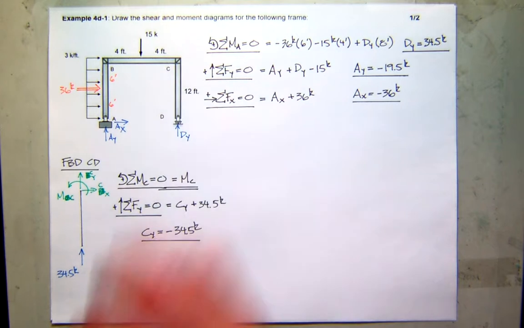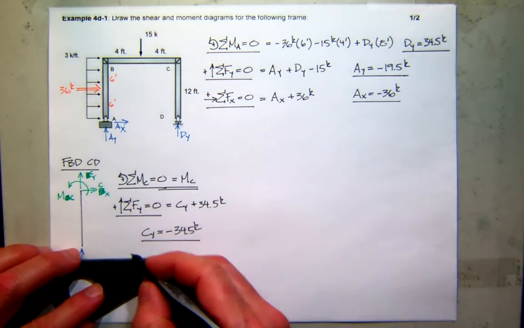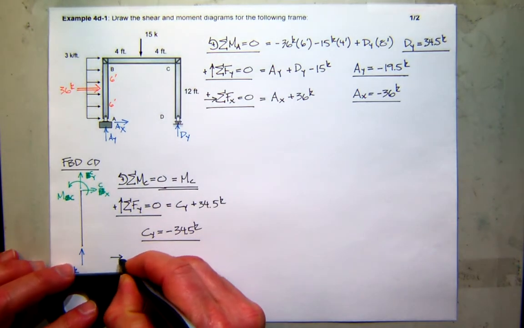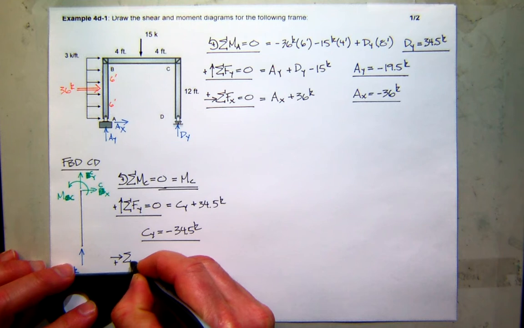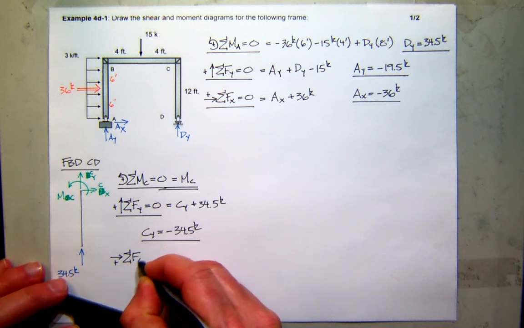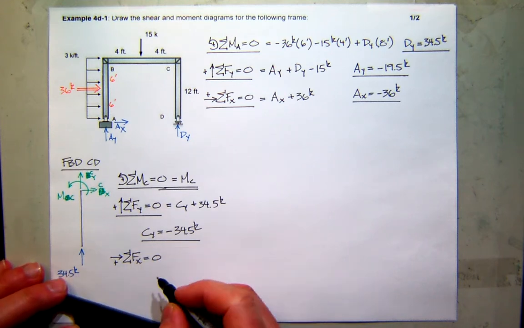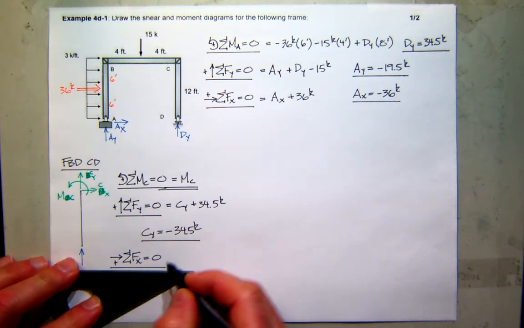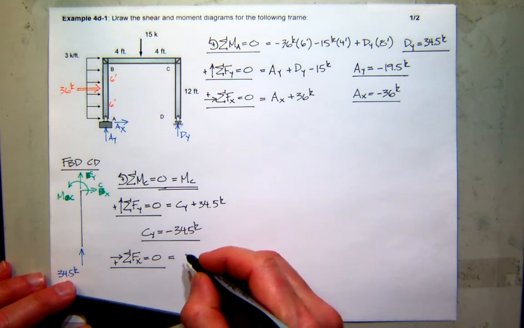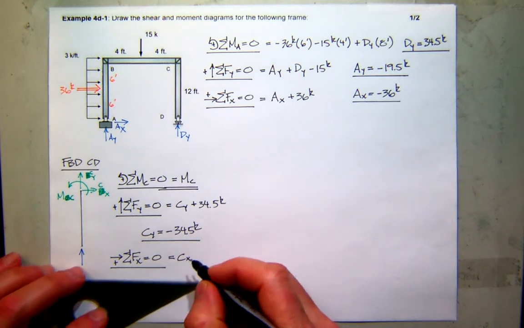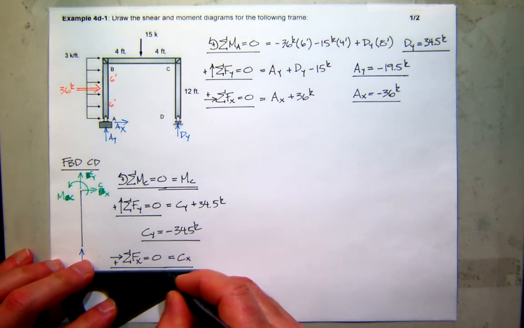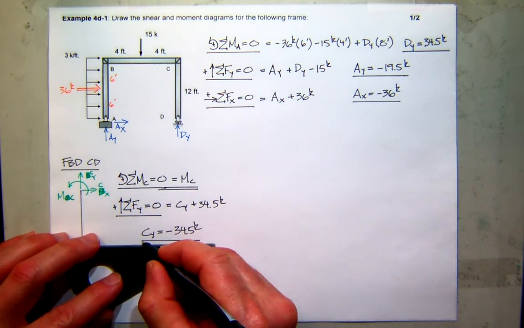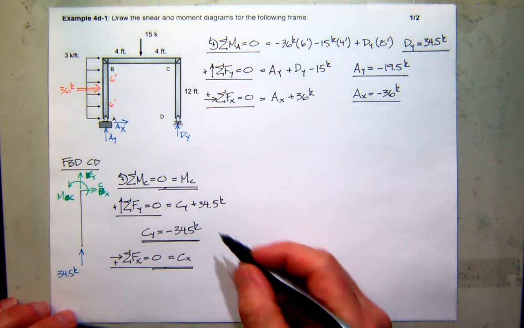Right? And then the last one would be to sum forces in the x direction. I think it's going to take us longer to write this equation out than it is to solve it. So when I sum forces in the x direction, what do I have? I have Cx, and that's it. So Cx is 0. So there's my 3 values.